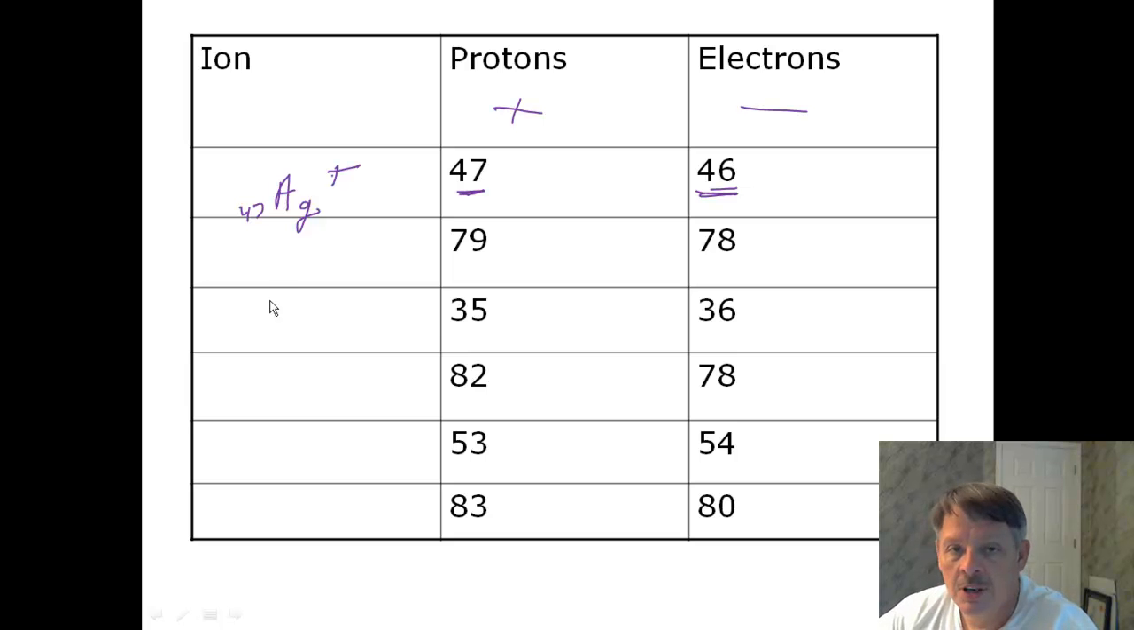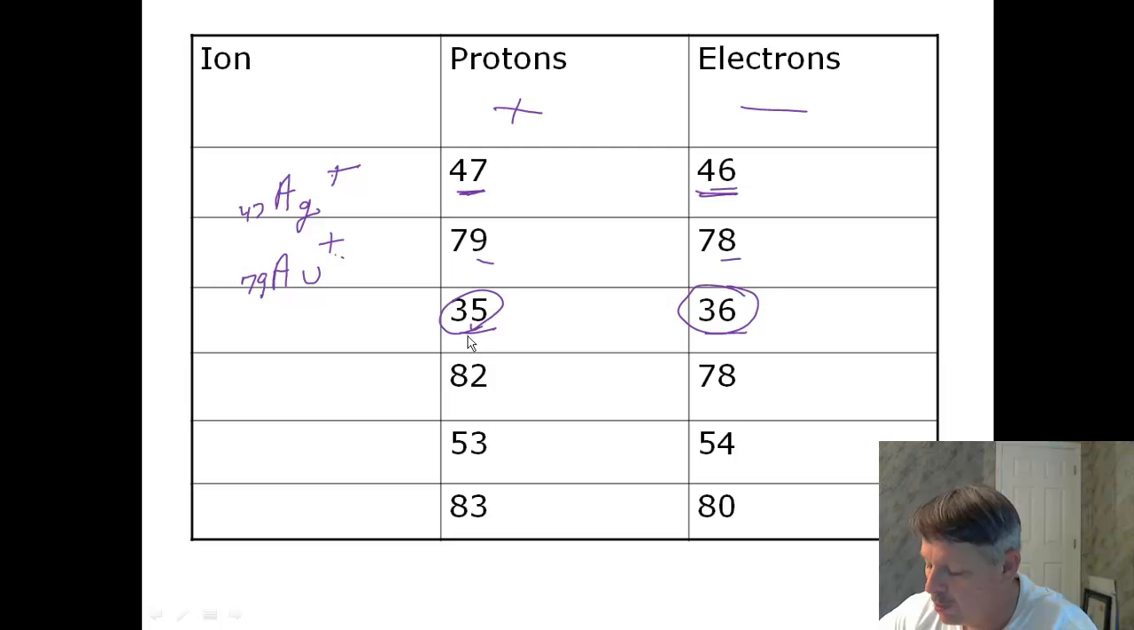If I look at number 79, 79 is right below 47, and that's gold. Gold's number 79. And if I look at gold, it has 1 more positive than it has negative, so this is going to be positively charged as well. Now here, this is going to be negatively charged because I've got more negatives. So I have to look at number 35. I look at number 35 on the periodic table, and I come up with bromine. Bromine is number 35, and it's negatively charged because I have 1 more negative than I have positive.